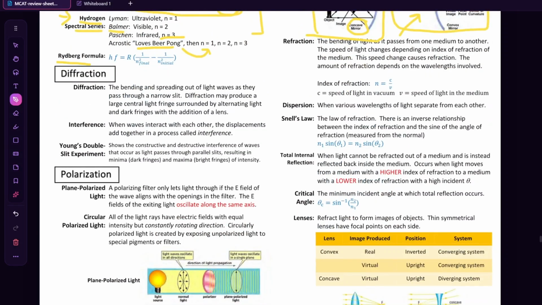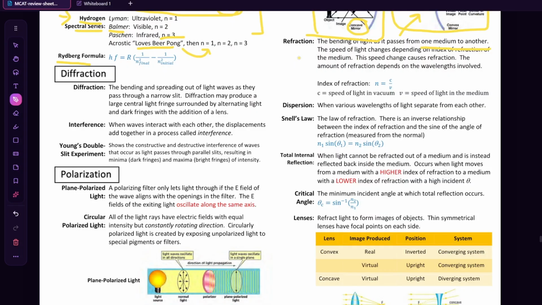And then after that is refraction. You've probably seen this before when you place a straw into a glass of water, and it looks like the straw is bending. That's refraction, the bending of light as it passes from one medium to another. So that's the definition. So why does this happen?